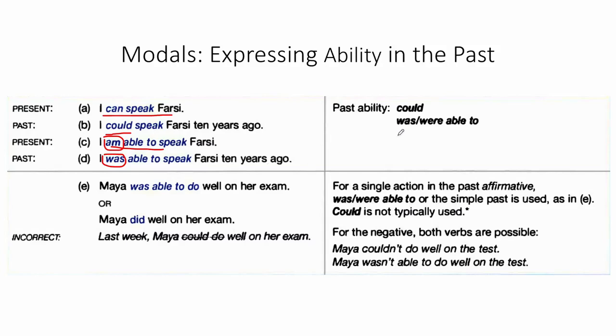Past ability, this is a rule for past ability. We use could, was, were, able to. This is simply what we can say about expressing ability in the past.